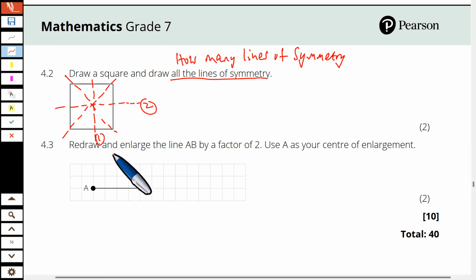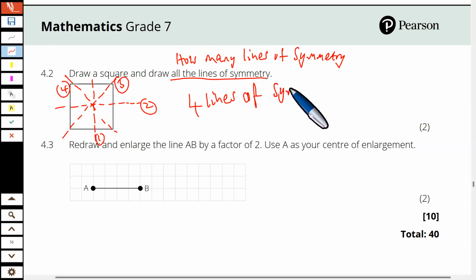So that is 2, and then you have 3, and then you have 4. If you slice it like this, it's going to have this right angle part and this pointed part. So in other words, this one has exactly how many lines of symmetry? It has exactly 4 lines of symmetry. So we have these. Then we continue.